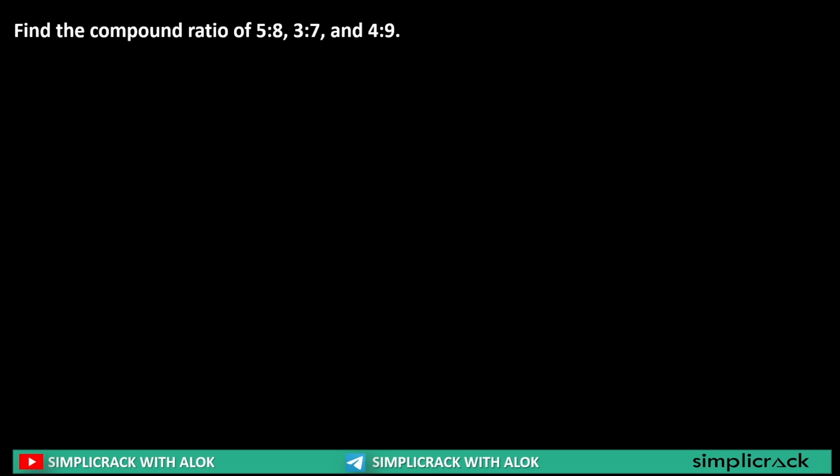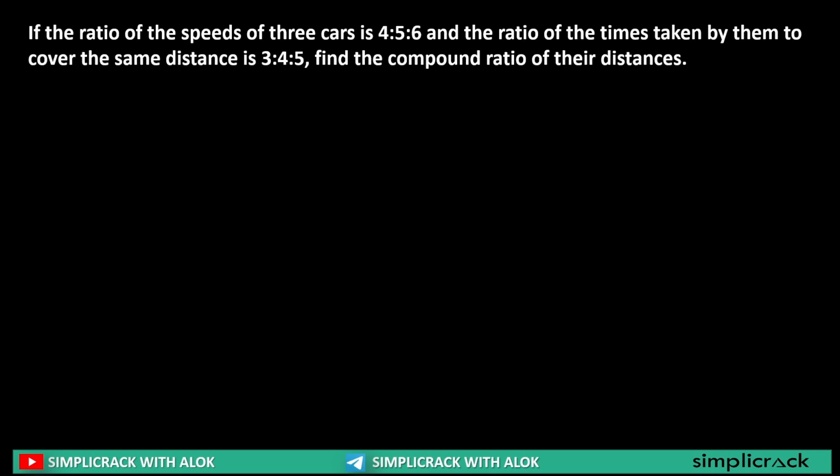Find the compound ratio of this. This is a homework. I have already solved such questions. If the ratio of speed of 3 cars is 4:5:6 and the ratio of the times taken by them to cover the distance is 3:4:5, find the compound ratio of their distance. See, this is a very tricky question.